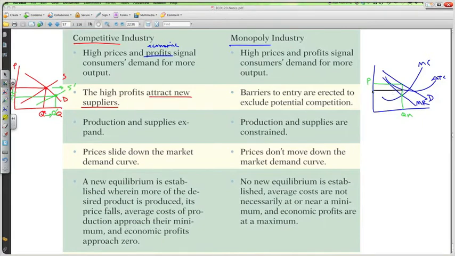All of this box right here, that would be profit, economic profit. But no one else can come in and start making stuff because they have barriers to entry. So production and supplies are constrained over here for the monopoly.